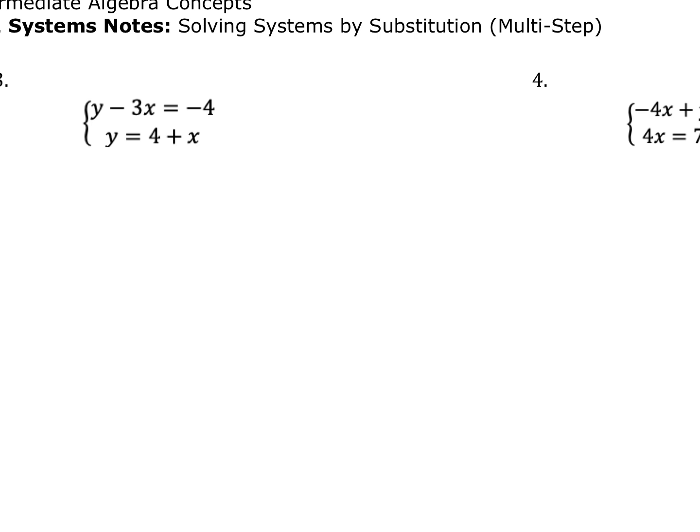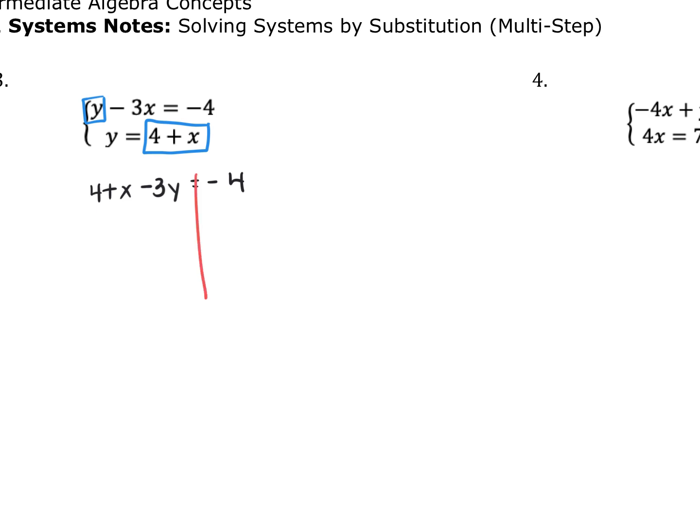plus x. Well, this is a great one because when it says y equals, I can take all of this. This one doesn't require me to do that first step. I'm going to take all of that and put it where that y is. So instead of writing y, I'm going to write 4 plus x. So 4 plus x minus 3x equals negative 4.